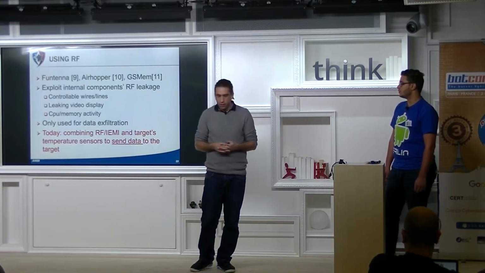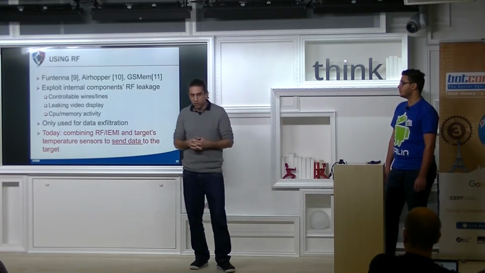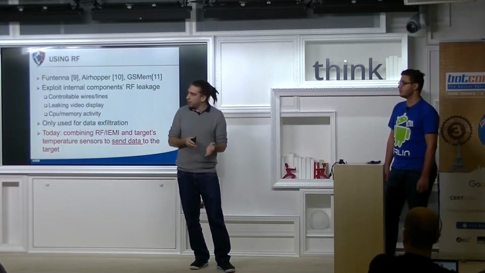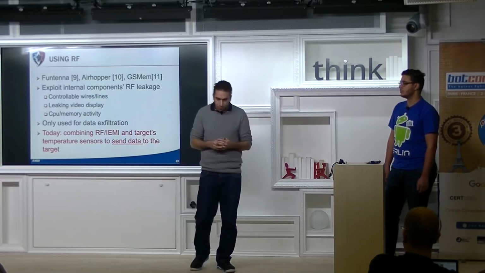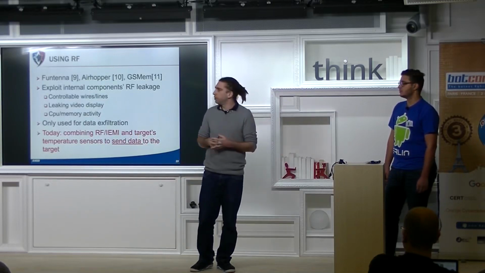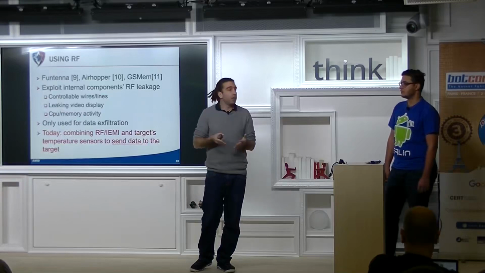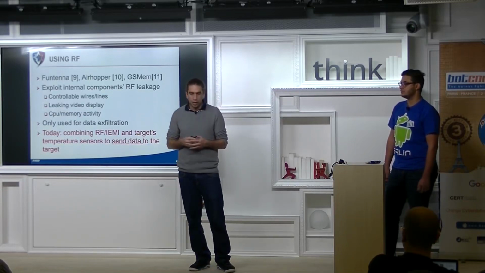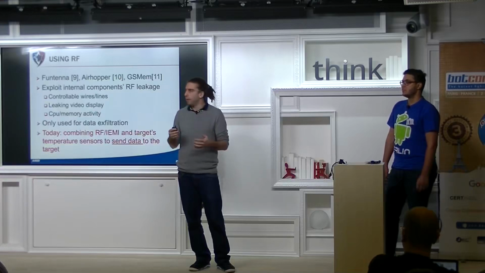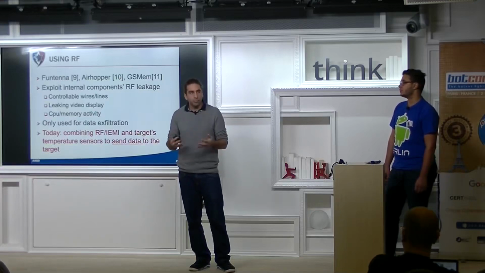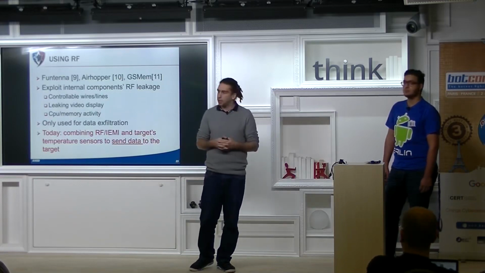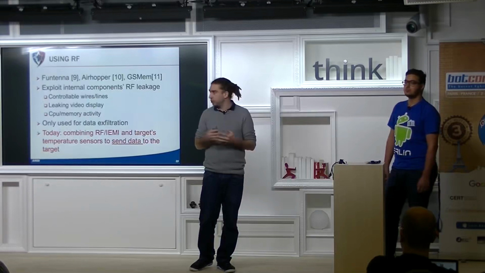And finally, GSM-EM is the same idea. They use the electromagnetic leakage that happens when the CPU accesses the memory. They proved that for the specific equipment they were testing, the leakage was in the GSM frequencies. So they imagined a scenario where a mobile phone with a custom baseband firmware was able to receive these radio emanations and exfiltrate them.